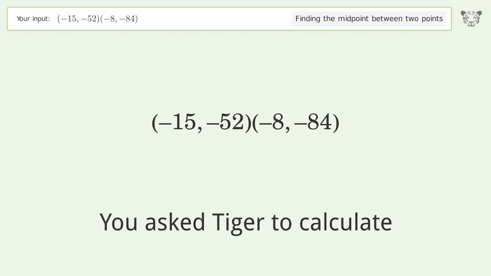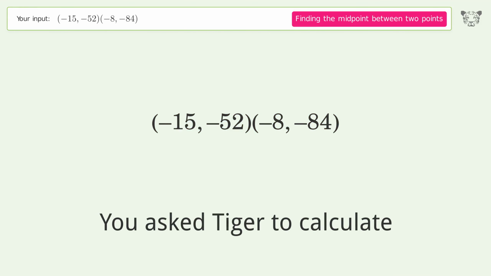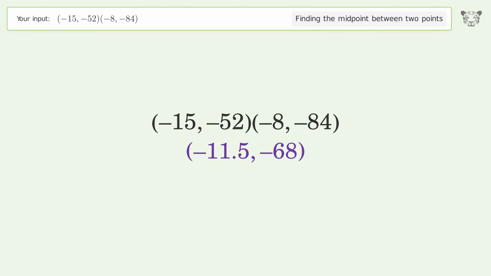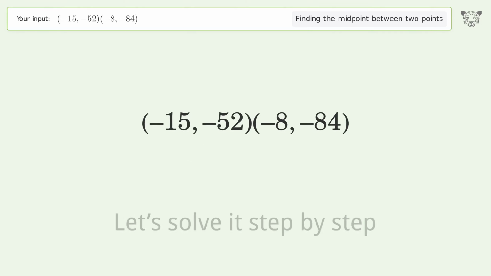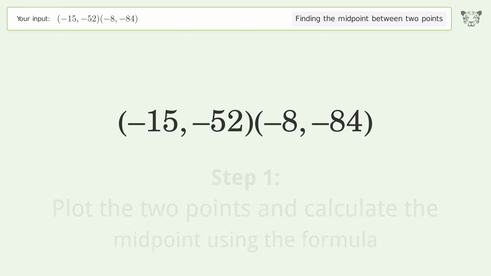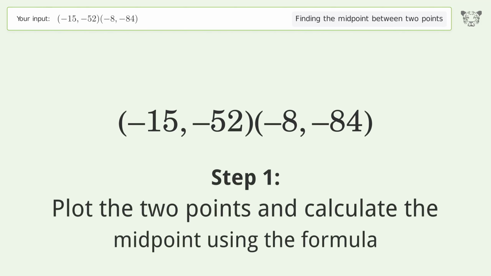You ask Tiger to calculate. This deals with finding the midpoint between 2 points. The midpoint between the 2 points is negative 11.5, negative 68. Let's solve it step by step. Plot the 2 points and calculate the midpoint using the formula.